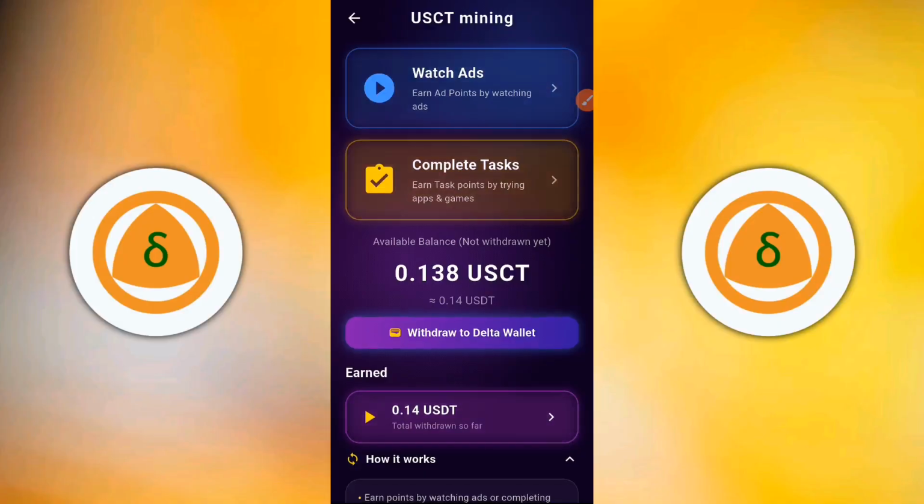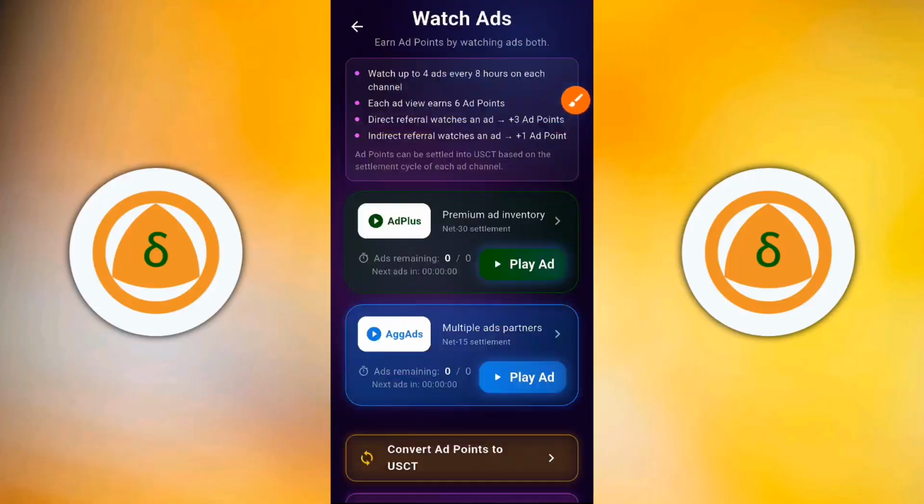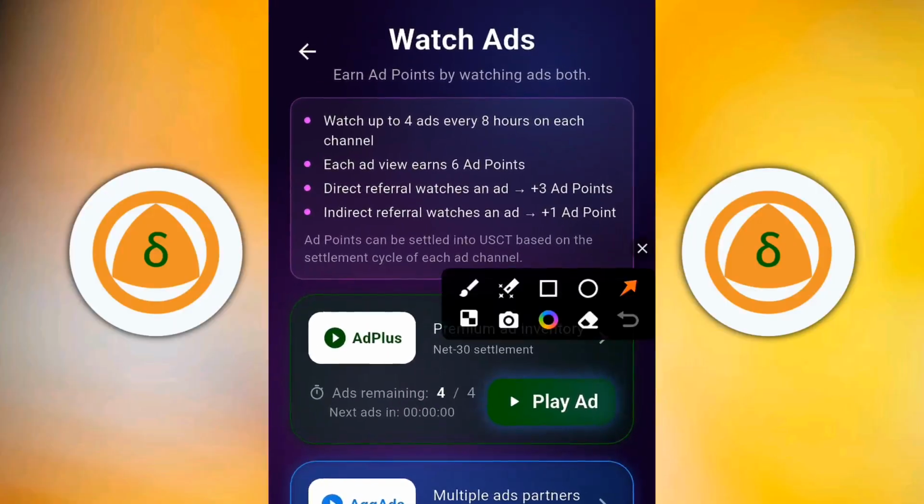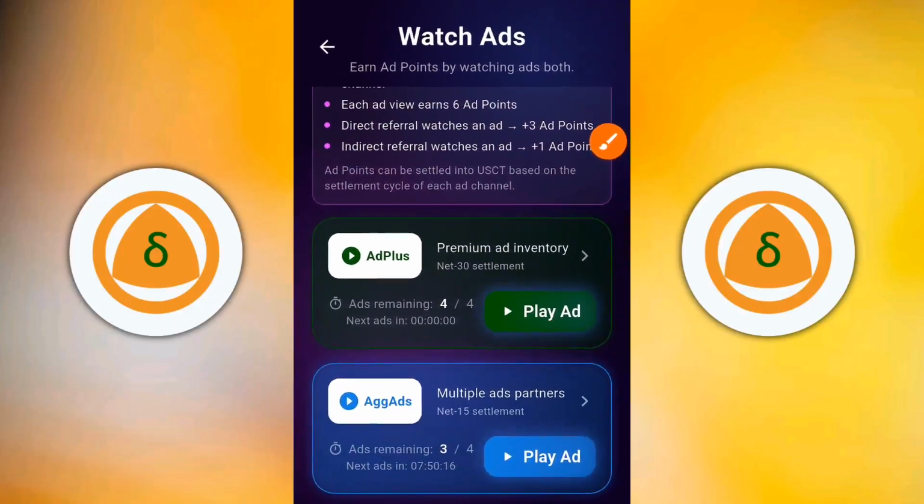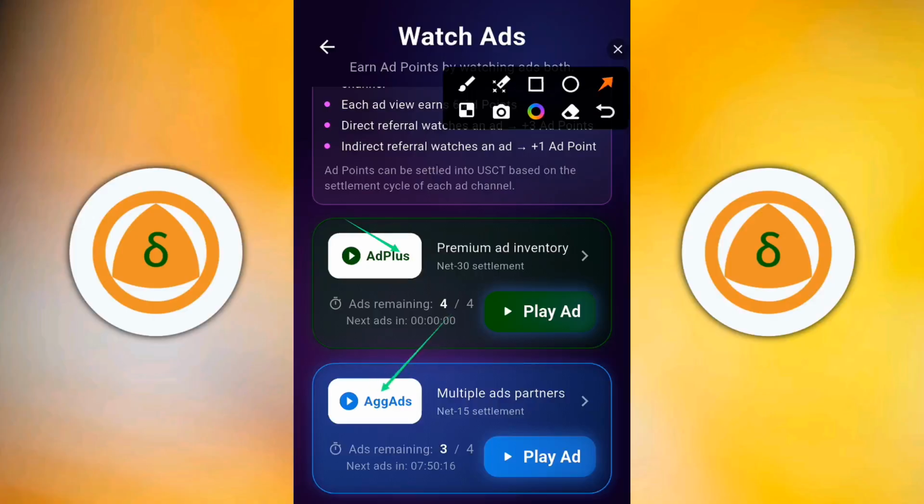So how do you actually start watching ads and completing tax on this platform? Let's head over to that real quick, right? So I'm going to click on this right now, which is watch ads, right? This is going to lead us to this page right now. You can see that you earn ad points by watching ads. Now these are the 2 ad points you earn. We have the ad plus right here. This is it right here, and we have the AGG ads, right? So these are the 2 ads you watch.